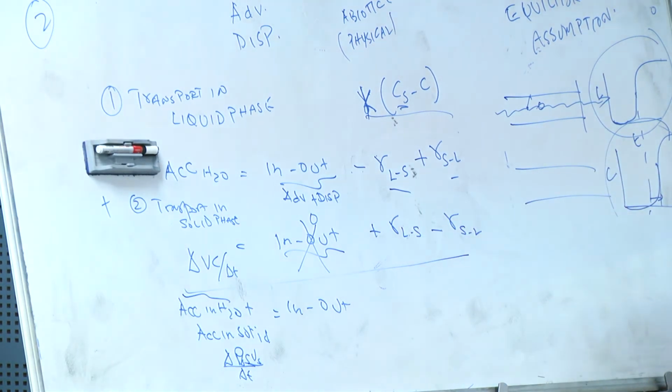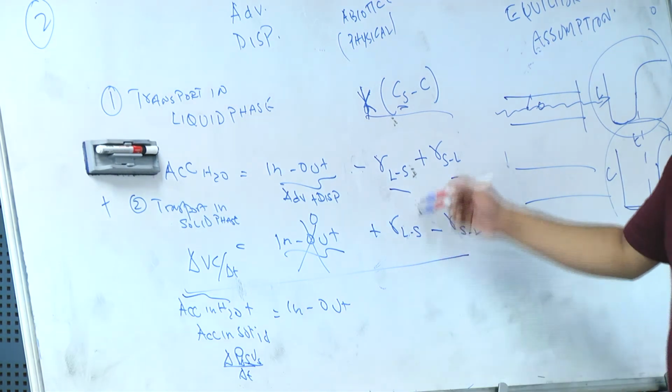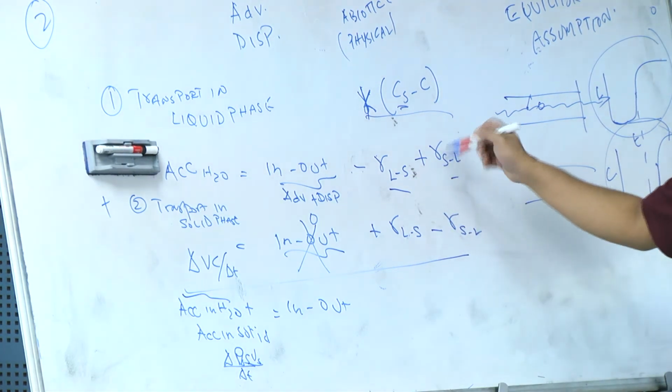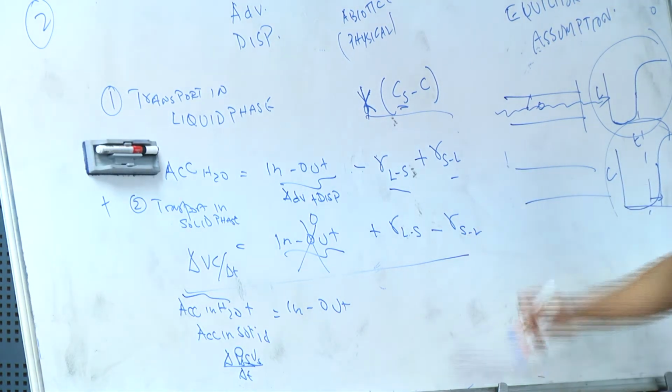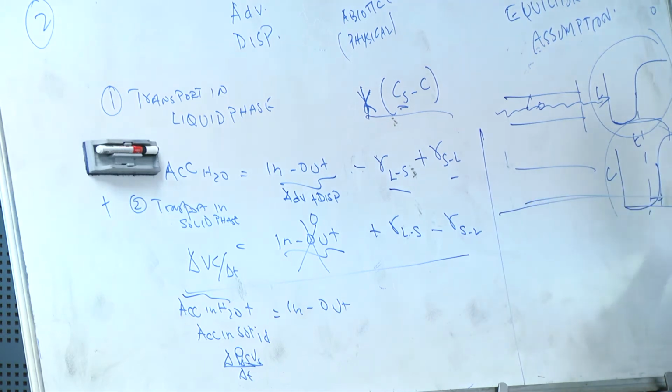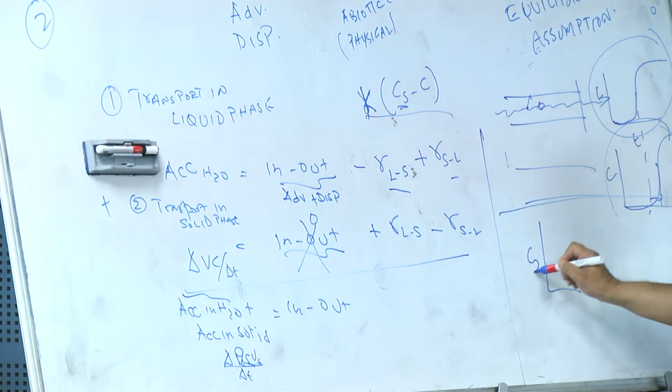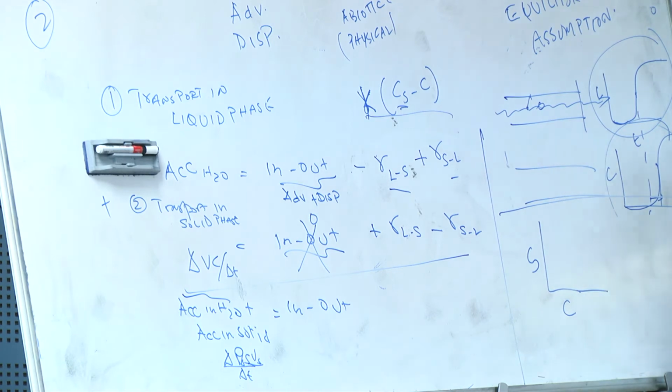Okay. But in equilibrium, these all vanish, these all get removed, because they are one and the same, and I get this. But I need another relationship that says what is the solid phase to liquid phase relationship. Okay. This is called what? An isotherm.